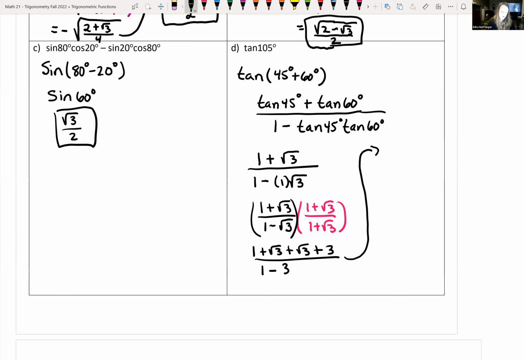Combining like terms in my numerator, I have 1 plus 3 is 4, plus 1 root 3 plus 1 root 3 is 2 root 3, all over 1 minus 3, which is -2. So notice that I can factor out a 2 in the numerator.